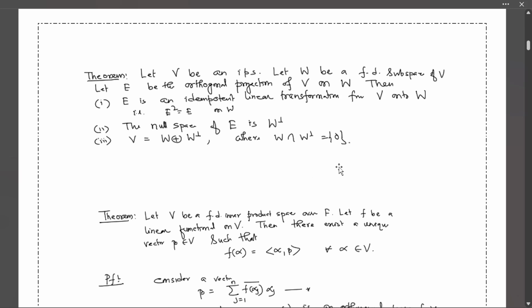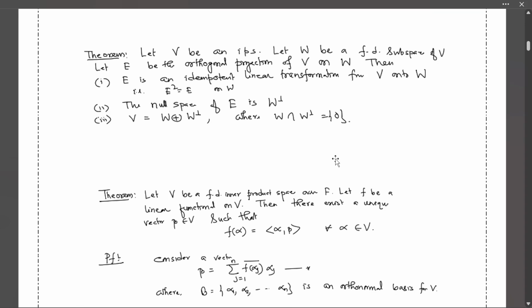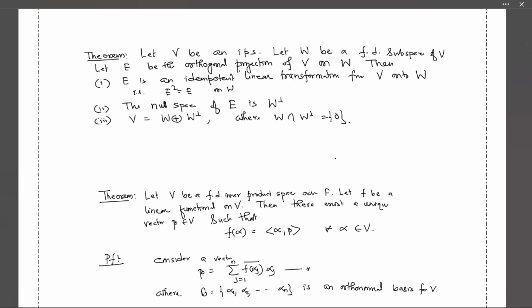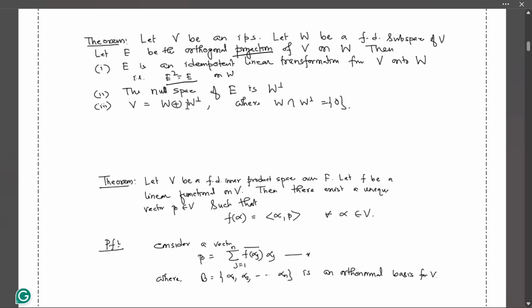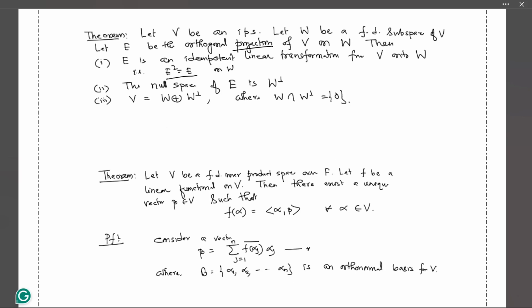So let's say next theorem. It's also about inner product spaces. We have W as a finite dimensional subspace of V, and E the orthogonal projection on W. By the name itself, it is a projection, so it is an idempotent operator. All projections are basically defined like this: T square is equal to T, then T is a projection map, projection onto its range. Here the range is W, so projection onto W. The null space of it is all those vectors which are orthogonal to W, because this is an orthogonal projection.